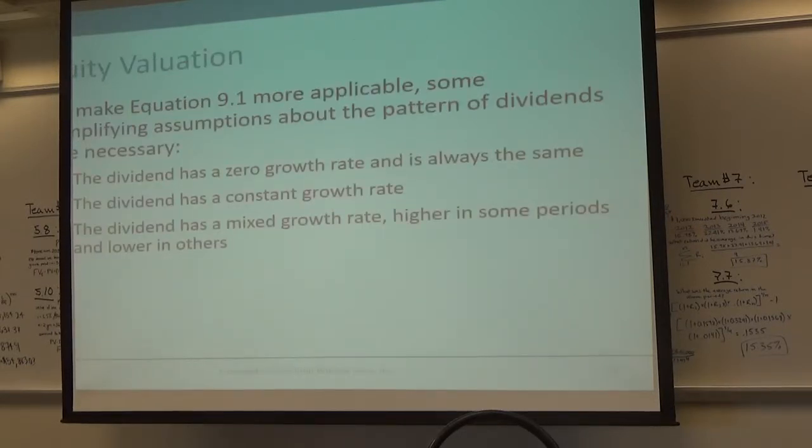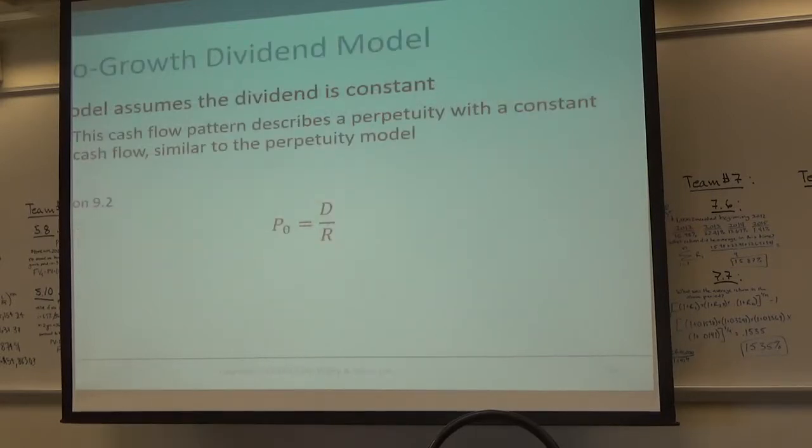To make equation 9.1 more applicable, some simplifying assumptions about the pattern of dividends are necessary. The dividend has a zero growth rate and is always the same. The dividend has a constant growth rate, or the dividend has a mixed growth rate, higher in some periods and lower in others. So here's the zero growth dividend model.